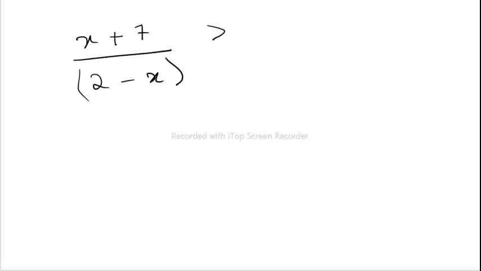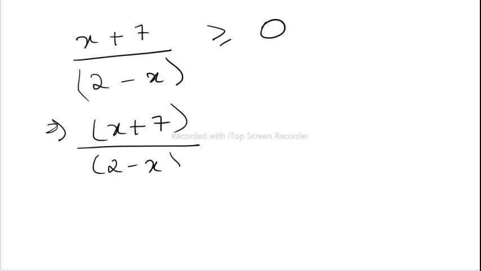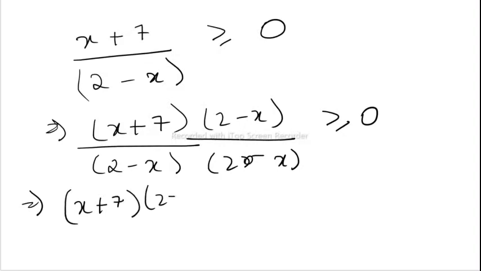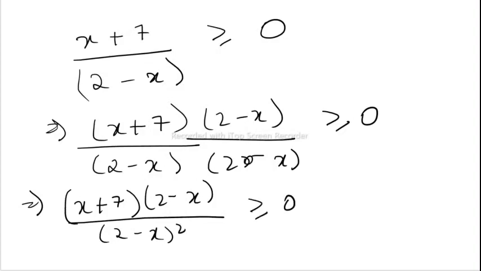Let's do one more sum to get this concept clear. Okay, so let's take this sum: (x plus 7) divided by (2 minus x) is more than or equal to 0. Now I can multiply by (2 minus x) over (2 minus x), which gives (x plus 7)(2 minus x) divided by (2 minus x) whole square, more than or equal to 0, right?